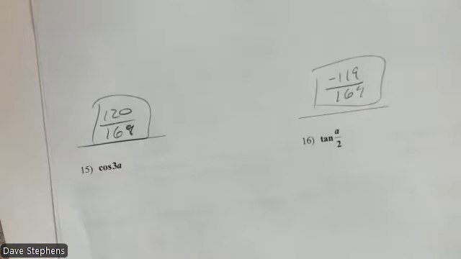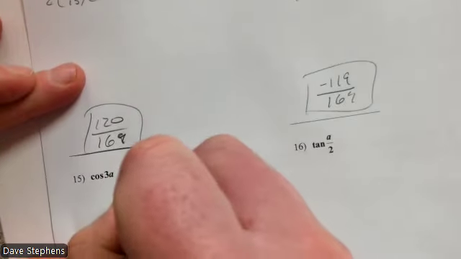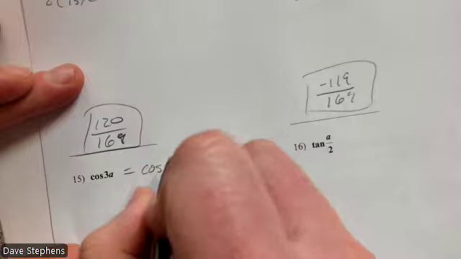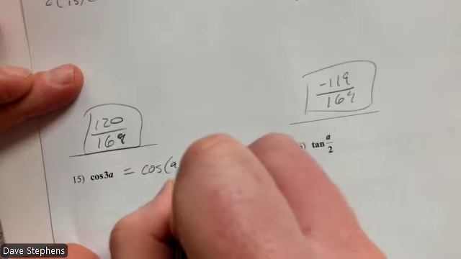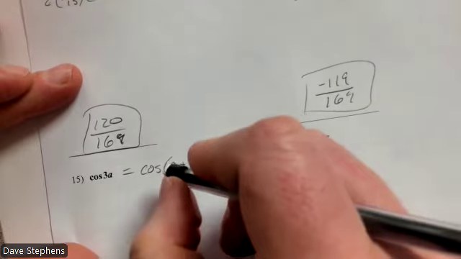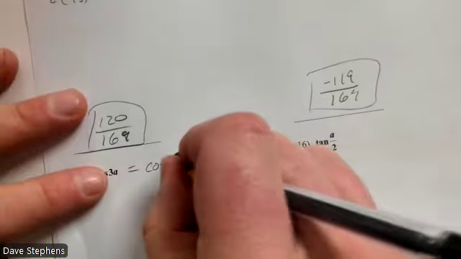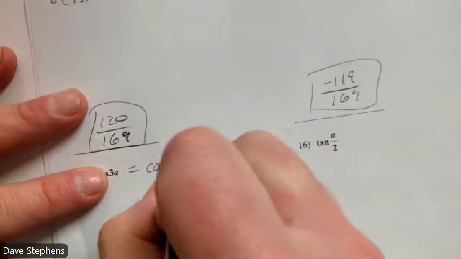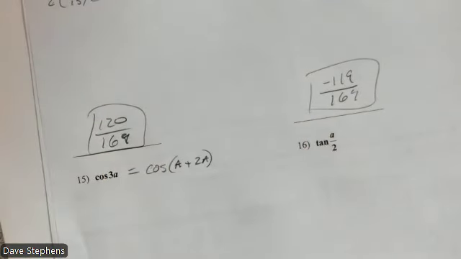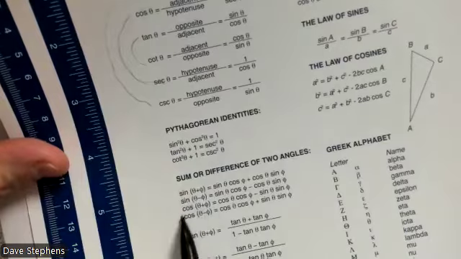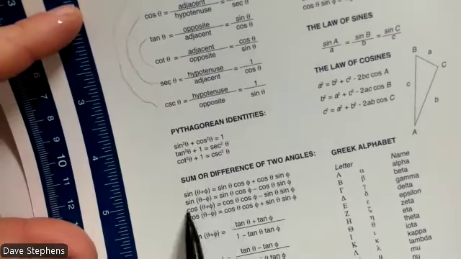Yeah, cosine of 3A. Yeah, I don't like that. But that is the cosine of A plus 2A. So why am I doing capitals and lower cases? I hate that, so I'm going to keep mine all capitals. So now we got to go as sum. Here's our sum right here.